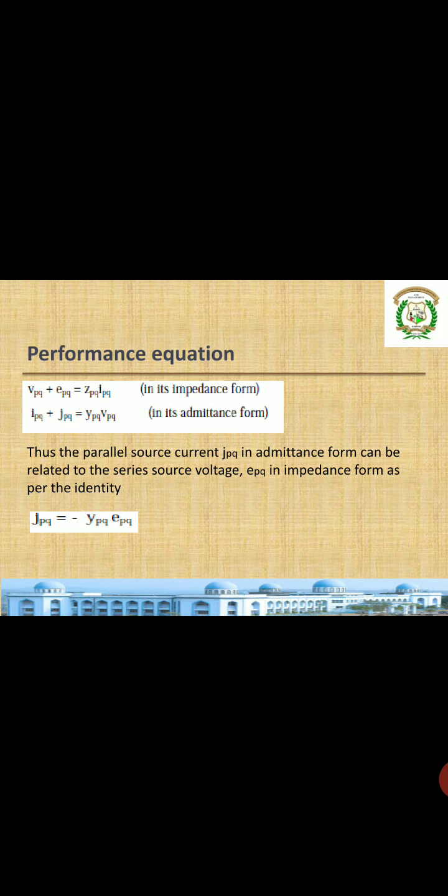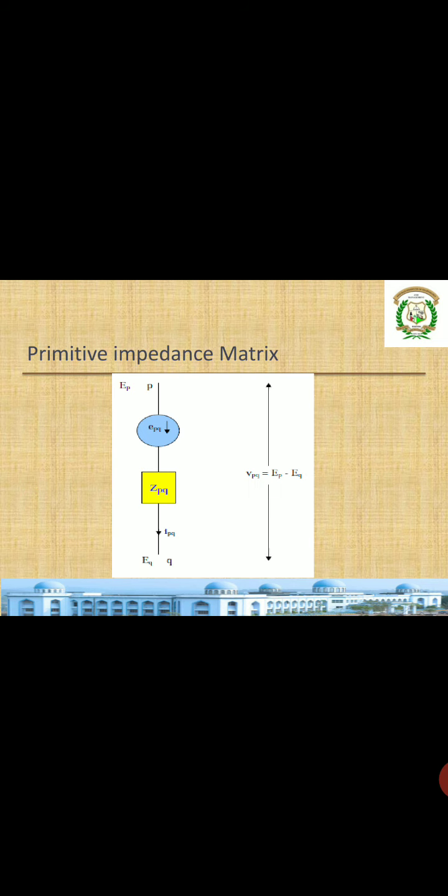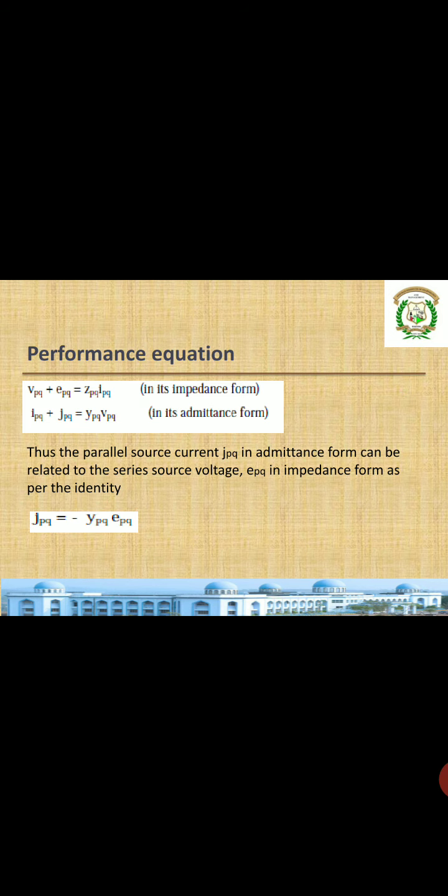We are going to see the performance equation, in two forms as I told you: one is the impedance form, another one is the admittance form. In impedance form, we can write VPQ plus EPQ is equal to ZPQ times IPQ. Come to this figure. Here VPQ is the voltage between P and Q, and the internal voltage is EPQ. The addition of those two voltages, VPQ plus EPQ, is the drop across IPQ and ZPQ. Same thing we have written here in the impedance form.